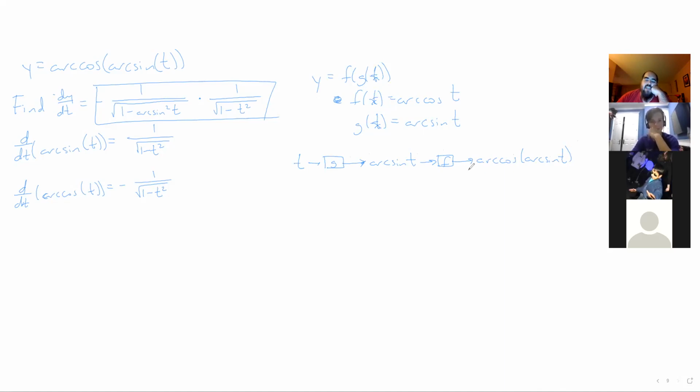So then when I differentiate, I have to differentiate from the outside in. So I'm going to take the derivative of f, but what is the input to the function f? The input to the function f is g of t. So that's handling the outermost layer. Then I have to differentiate the function g. And since g is the innermost function, the input to it is just t.